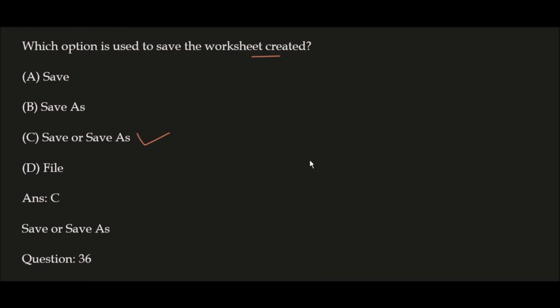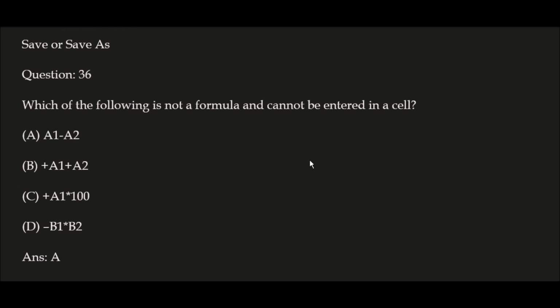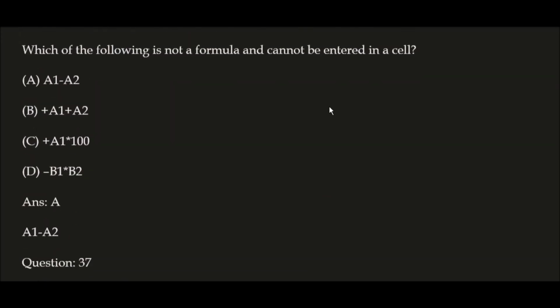Okay. Next question. Which of the following is not a formula and can't be entered in a cell? Option A, A1 minus A2 is correct here. Okay. And on the other hand, plus A1 plus A2 is a valid formula. Option C is also valid. This is plus A1 multiplied by 100. And option D is also valid. This is minus B1 multiplication by B2. But A1 minus A2 is not valid. Okay. So A1 minus A2 is not a formula and cannot be entered in a cell in spreadsheet software. Okay. So correct answer here is option A, A1 minus A2.